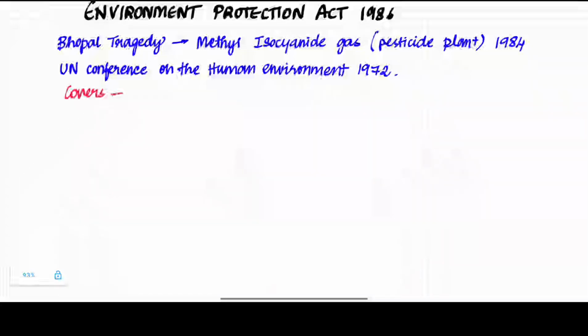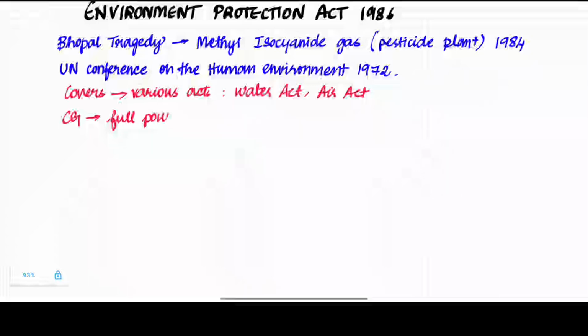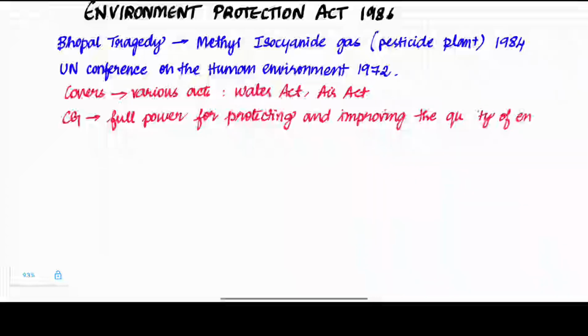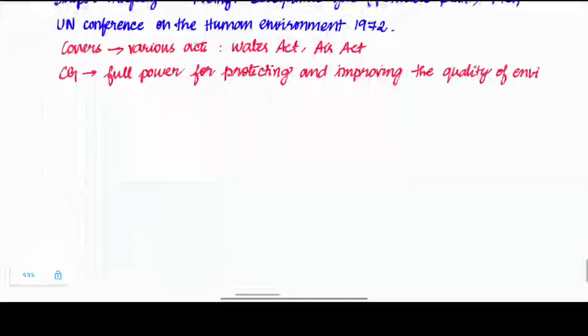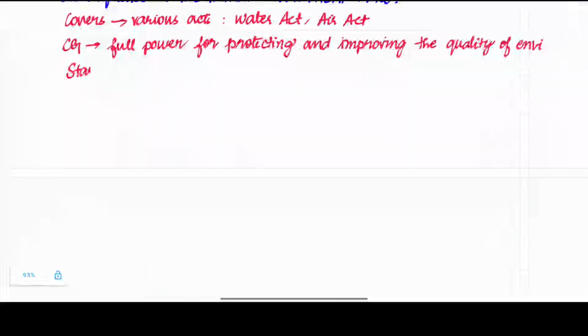Now it covers various acts like the Water Act and Air Act. The central government has full power for protecting and improving the quality of the environment. From this act, we have standards for the quality of the environment.